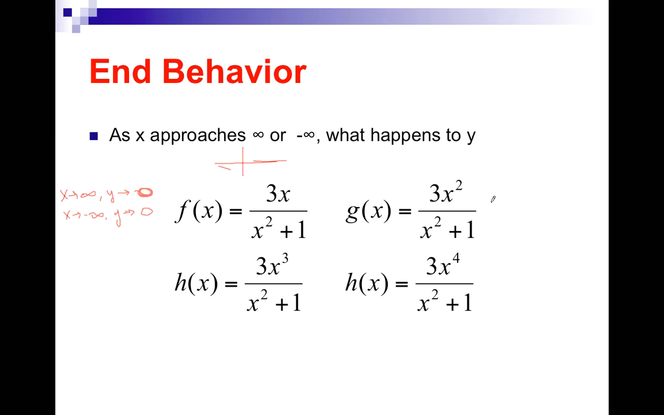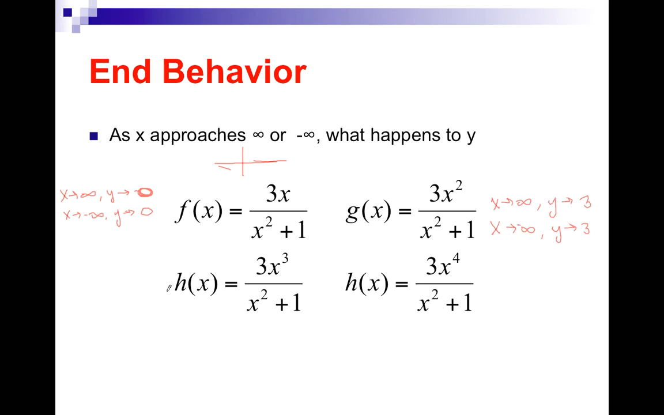For g of x, as x goes to infinity, y goes to, well, in this case, my horizontal asymptote is 3. So it goes towards 3. Likewise, in the other direction, negative infinity, y goes towards 3.